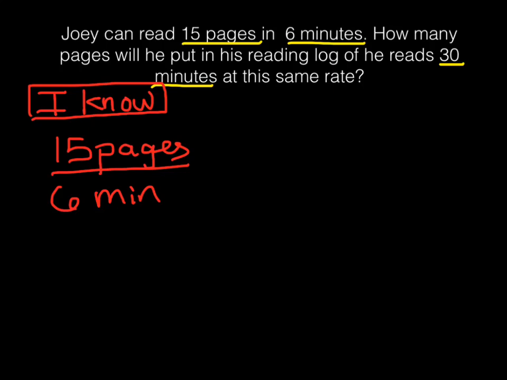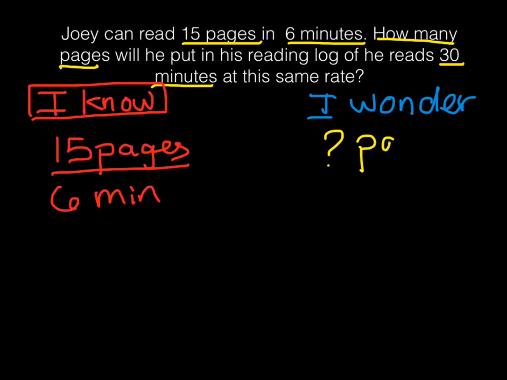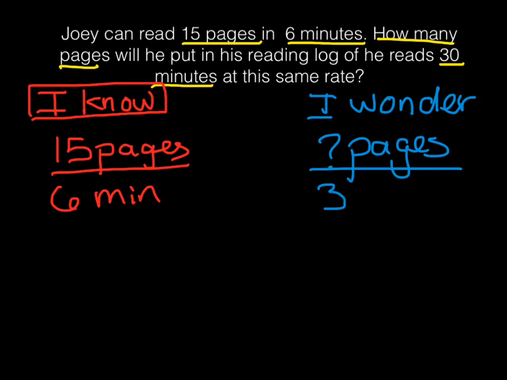Now, the other ratio is what we call the I wonder ratio, right? So I wonder, and this is the actual question that you're trying to answer. I wonder how many pages, right? We see it right here. How many pages? That's the question that we're trying to answer. So I'm going to put a question mark there because that's what I'm wondering. Oh, actually, I'm going to put this in blue so we have everything matching up here. How many pages he can read in, now what's the number that goes with that? 30 minutes. Okay, and that's the I wonder ratio.